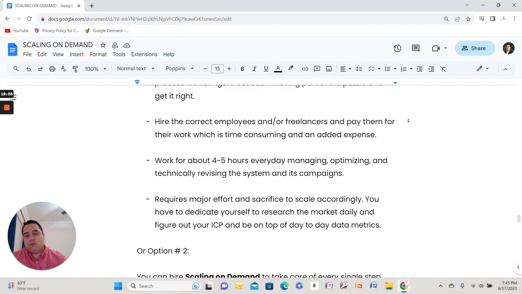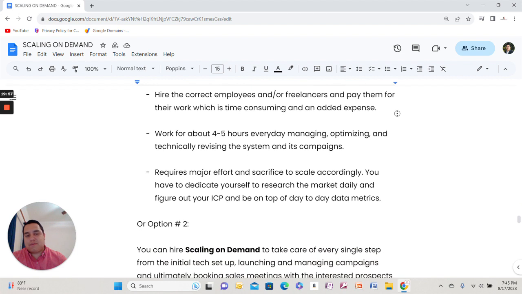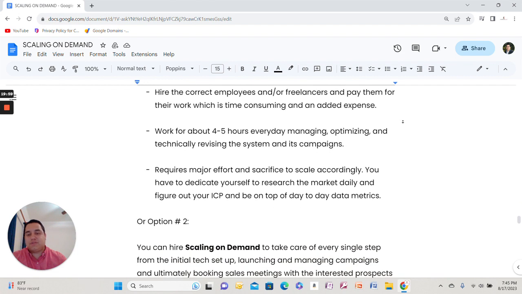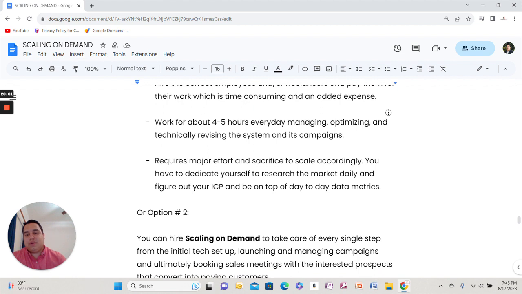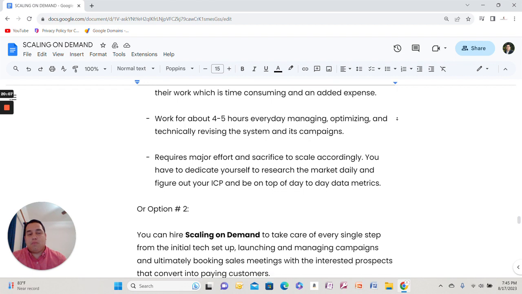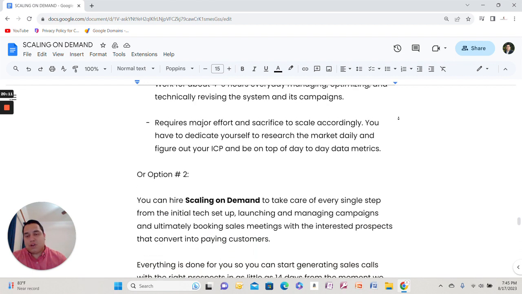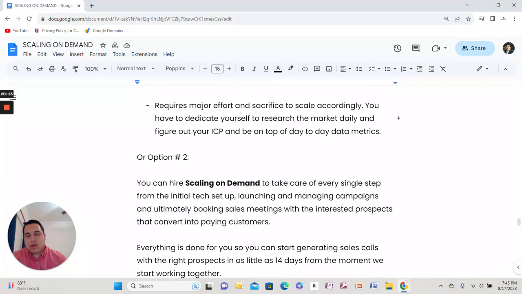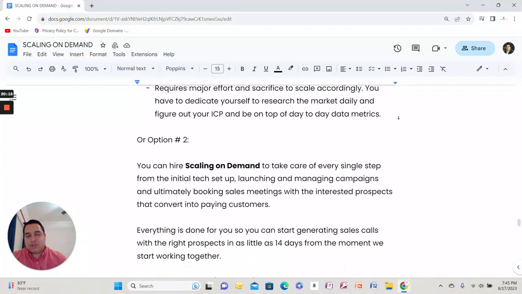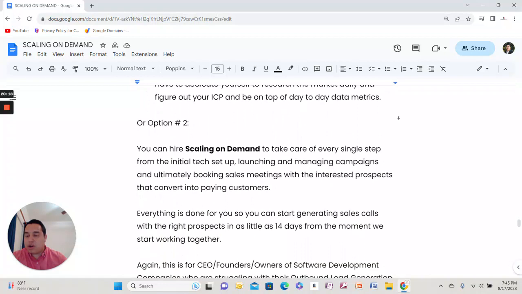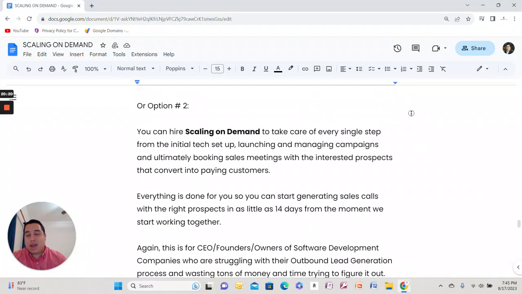And then, like I said, it requires a lot of time for you to scale because now you have to dedicate yourself to research the market every single day, figure out who your ICP is, be on top of data metrics, and brainstorm solutions. So, a lot of wasted time and effort into something that could work, but it's going to take you way longer than you expect.